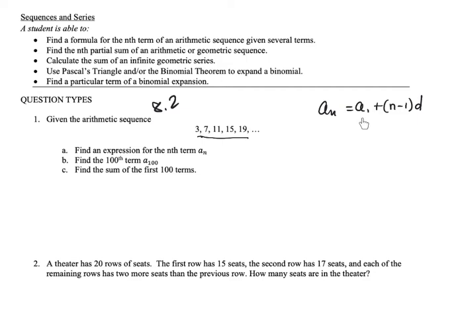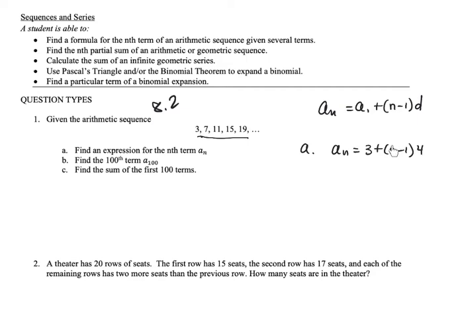So a sub 1 obviously is the first term. d is the common difference. So in this sequence, the common difference is 4, and the first term is 3. You don't plug anything in for n, at least for how we're using this formula. You would just plug in the first term and the common difference of 4. So for part A, a sub n equals 3 plus n minus 1 times 4. And you simplify the formula there.